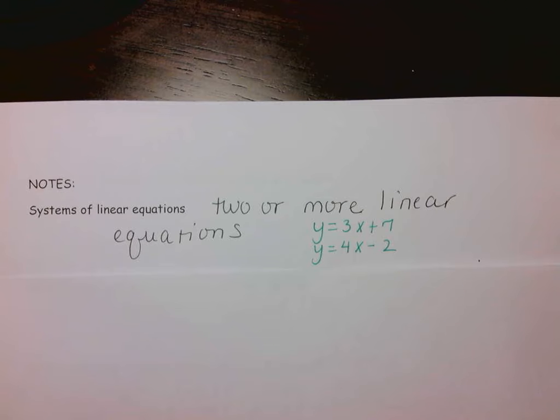This is the video for 6-1, and we are talking about systems of linear equations. A system of linear equations is two or more linear equations. So for example, if I have y equals 3x plus 7 and y equals 4x minus 2, I have a system of linear equations.